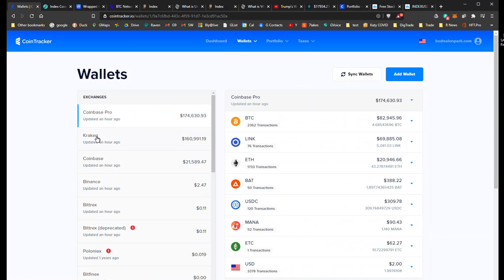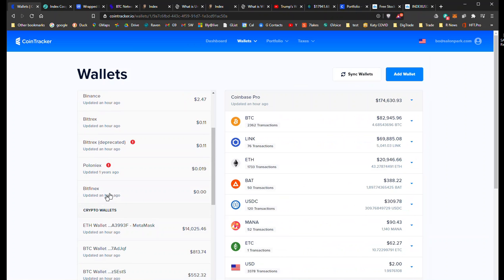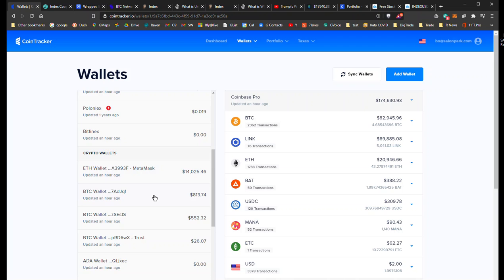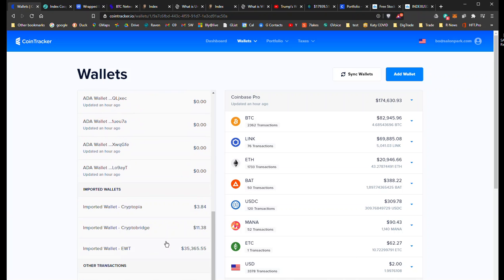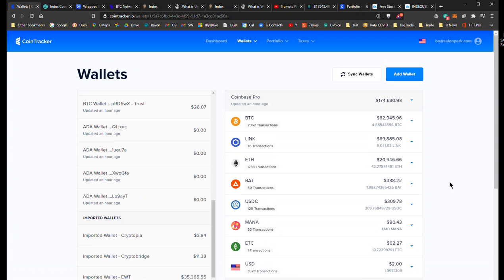I got Coinbase Pro, I got Kraken, I got Coinbase, I got Binance, Bittrex, Poloniex, Bitfinex. I got some paper wallets like that one I showed you. At one point, after being involved in it since 2012, I've been in so many different exchanges. Coinbase didn't even exist when I started messing with it. So if you do get a little fragmented, this is a place that you can bring everything into one place.